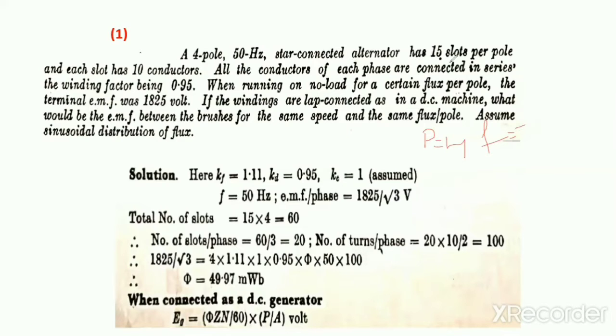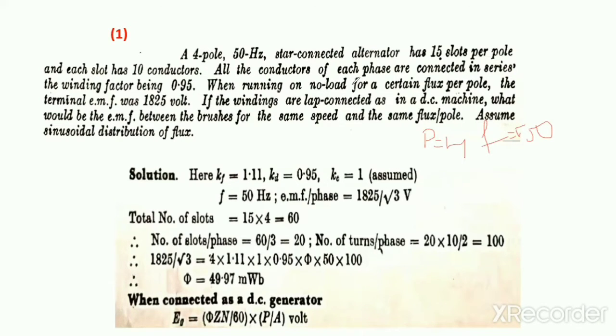A star connected alternator has 15 slots per pole and each slot has 10 conductors. Therefore, the total number of slots is equal to 15 into 4. All the conductors of each phase are connected in series. The winding factor is 0.95.